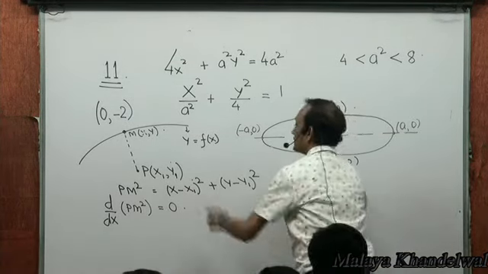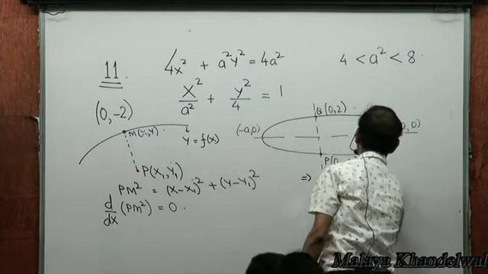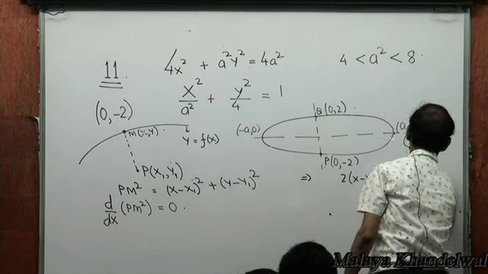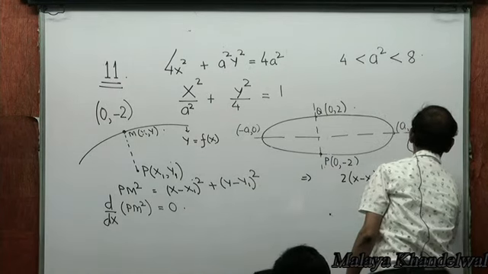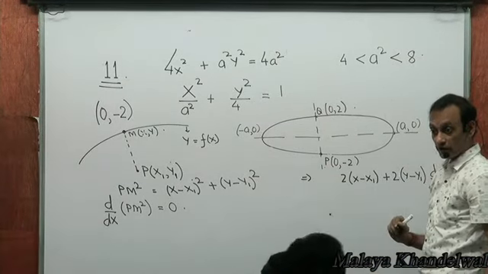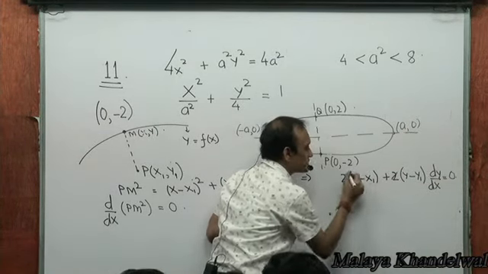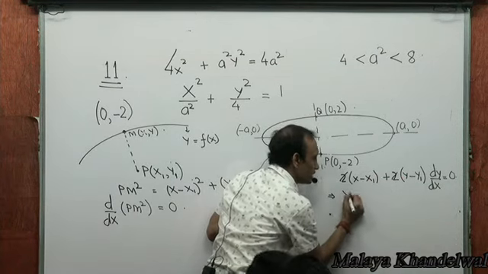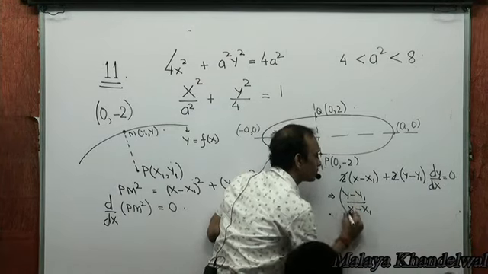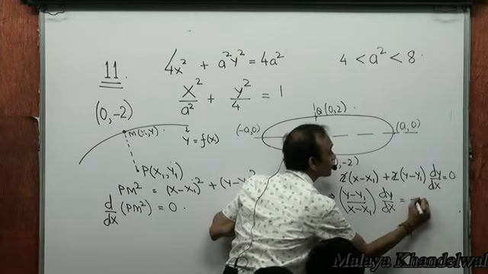Which means now, the derivative of this with respect to x: 2 into (x minus x1) plus 2 into (y minus y1) dy/dx is 0. Yes or no? Now if I divide, this 2 obviously gets cancelled. If I divide by (x minus x1), then I get (y minus y1) by (x minus x1) into dy/dx is minus 1.